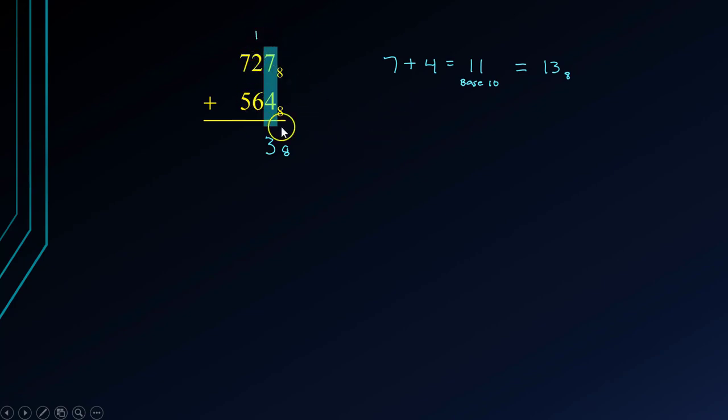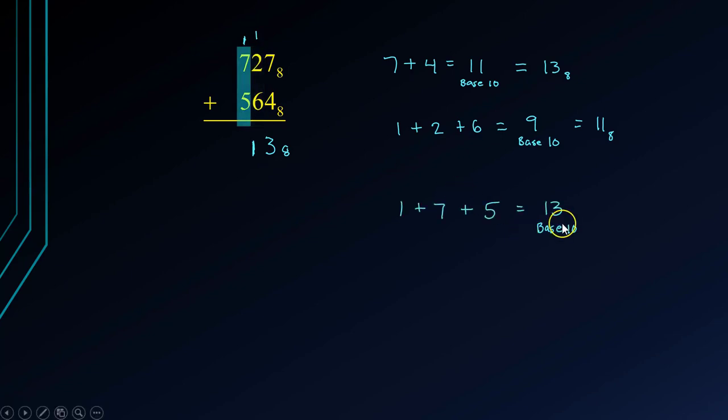So now I have 1 plus 2 plus 6. I get 9 in base 10. 9 in base 10 is going to be the same thing as 11 in base 8. So I'm going to write the 1, carry the 1. And I'm going to do 1 plus 7 plus 5. I get 13 in base 10. Now again, in base 8, I'm going to have 1 full 8 plus 5 left over, so it's going to be 15 in base 8. And so I would write the 15 down here, and that would be my solution.